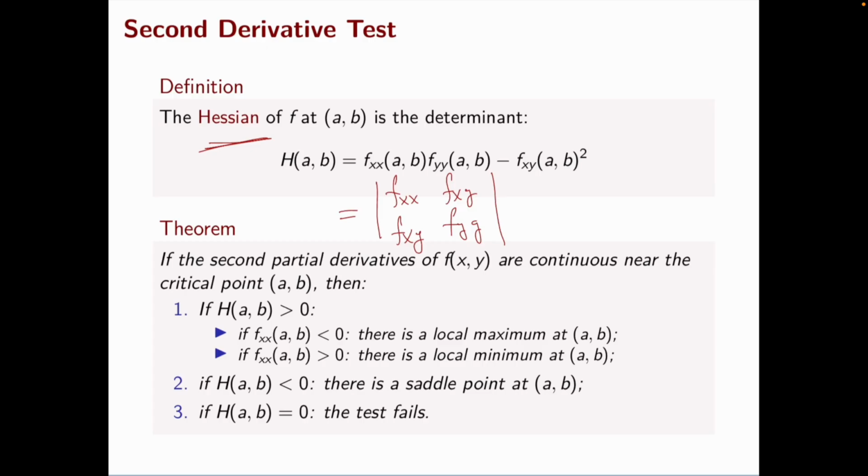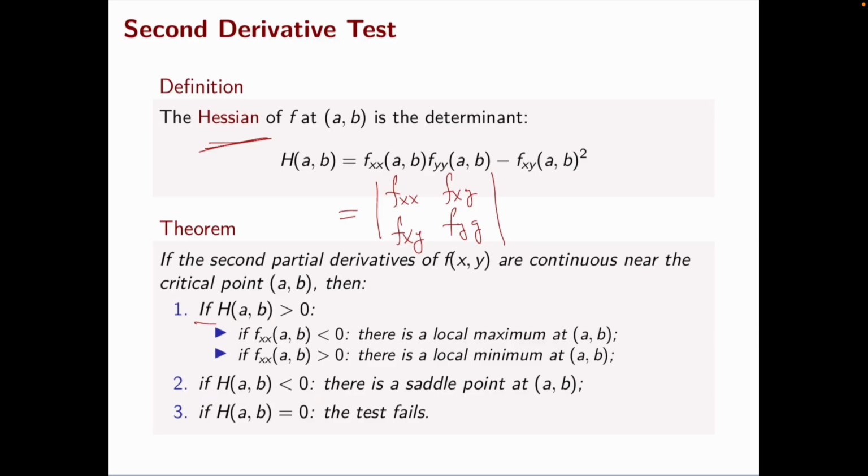This theorem says that if all the partial derivatives are continuous around the point (a, b), then we are going to look at how much the Hessian is. Since it's evaluated at the critical point (a, b), it's going to be a number, right? It's the result of a determinant where all these entries are numbers, so the Hessian is going to be a number. So we have to check if this number is positive or negative. That's the first thing that we have to check.